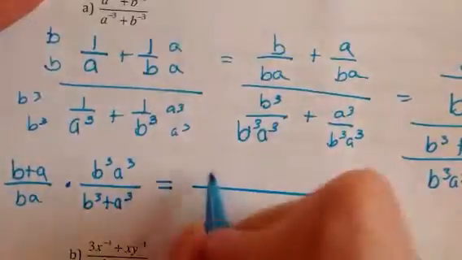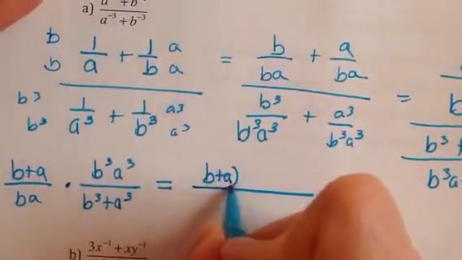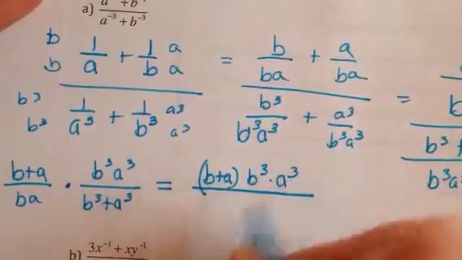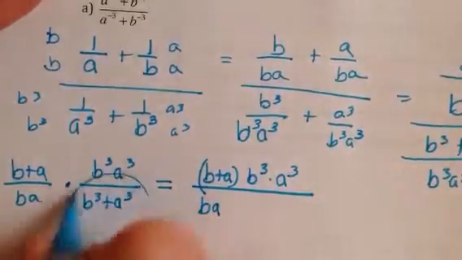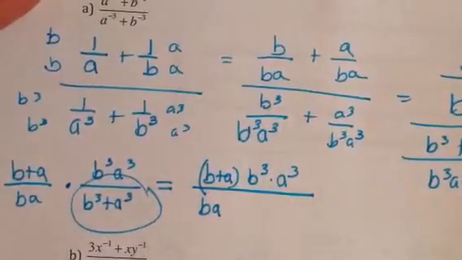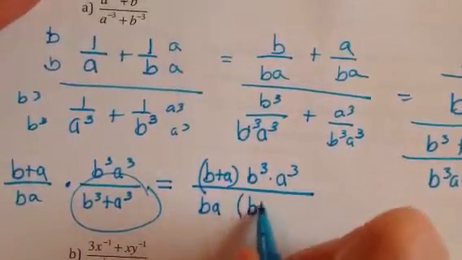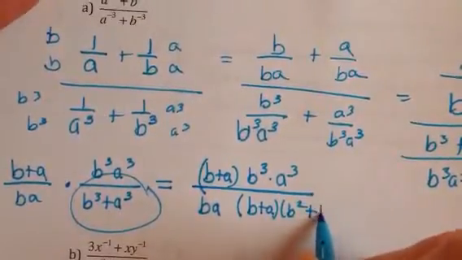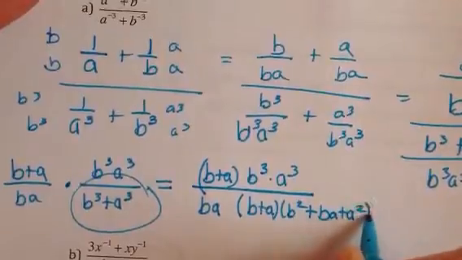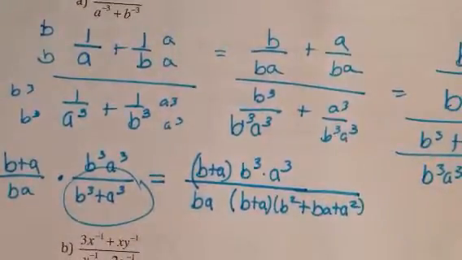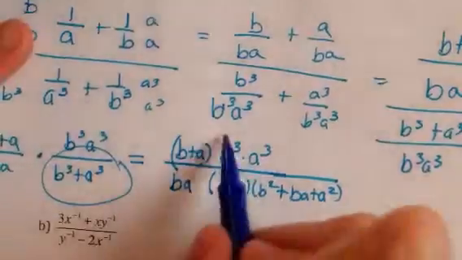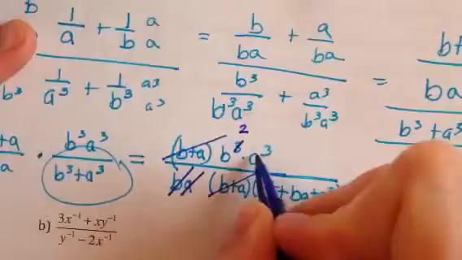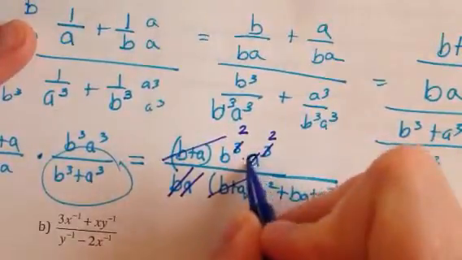So in the top, I'm going to have b plus a times b cubed times a cubed. I have ba in the bottom, but here, this is an example of sum of cubes. So I'd have b plus a times b squared plus ba plus a squared. So now I can start doing some cancellations. The b plus a cancels out, 1 b cancels out with one of those, 1 a cancels out with one of those.